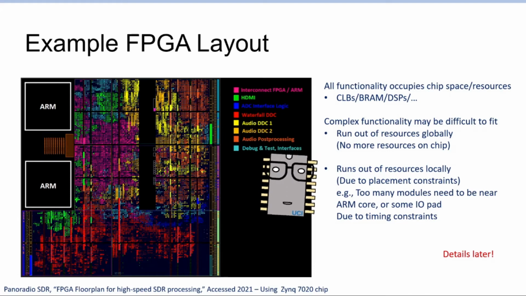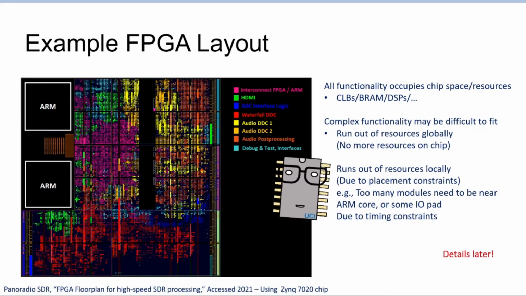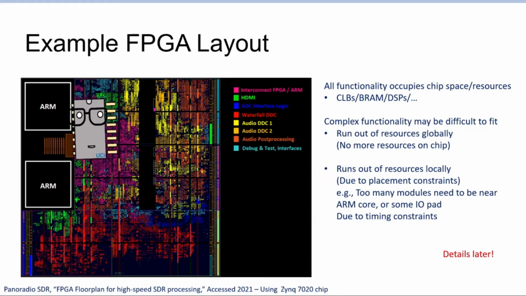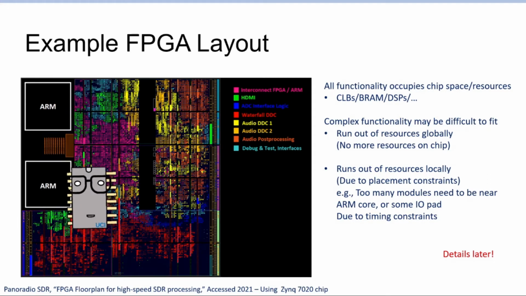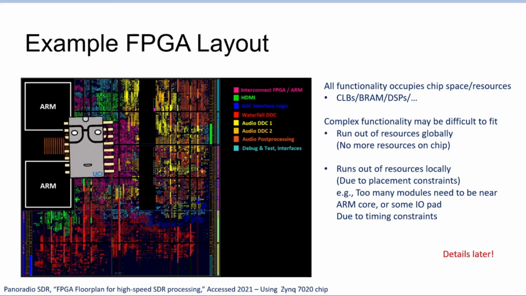Another problem is it can run out of resource locally due to placement constraints. For example, on the left, you see here, this is the example of the hard core blocks that I mentioned in the previous lecture. In the Zynq chip that this design is using, it has 2 ARM cores in fixed locations on the FPGA. And because these are ASIC blocks, which are embedded next to the programmable logic of the FPGAs, these things can't move. They're just stuck here. They've been wired here. They've been fabricated here. When the chip was built, these things can't move.